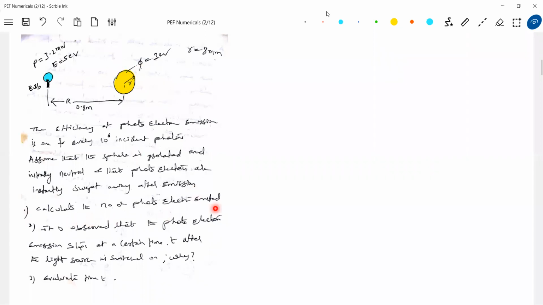Calculate the number of photoelectrons emitted by this metal sphere. It is observed that photoelectron emission stops at a certain time t after the light source is switched on. Why? Calculate, evaluate that time t.